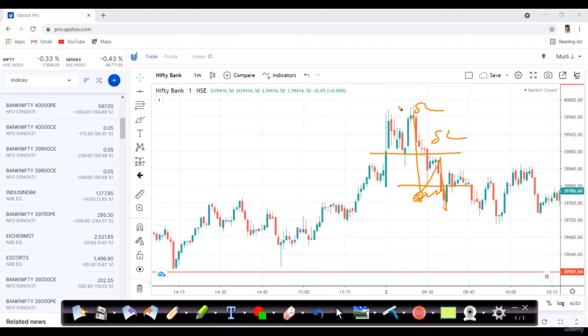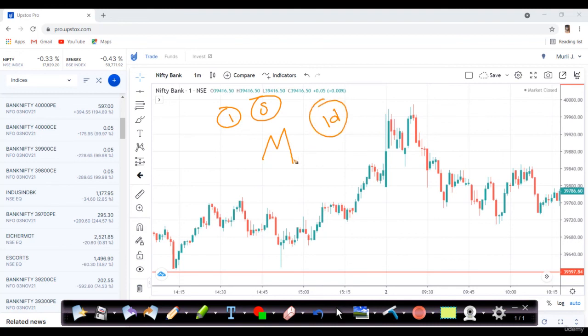That's my entry point. Now in which time frame will it work? For intraday, the 1 minute and 5 minutes are the best time frames for the double top pattern. For swing trading or long term trading, you can check the 1 day time frame. 10 minute and 15 minute are also there, but they will confuse you. So it's better to look at the 1 minute, 3 minute or 5 minute in the lower time frames.